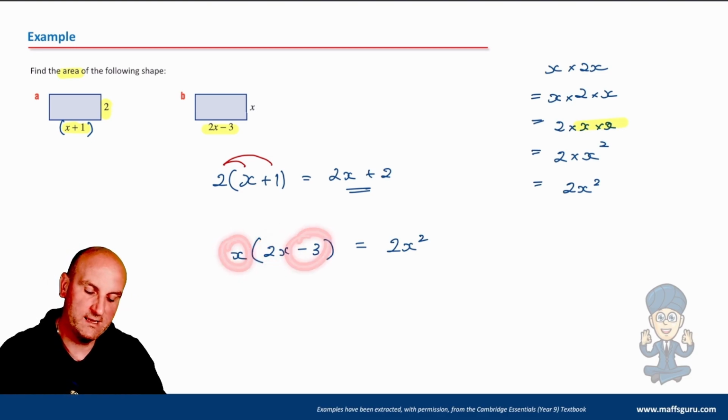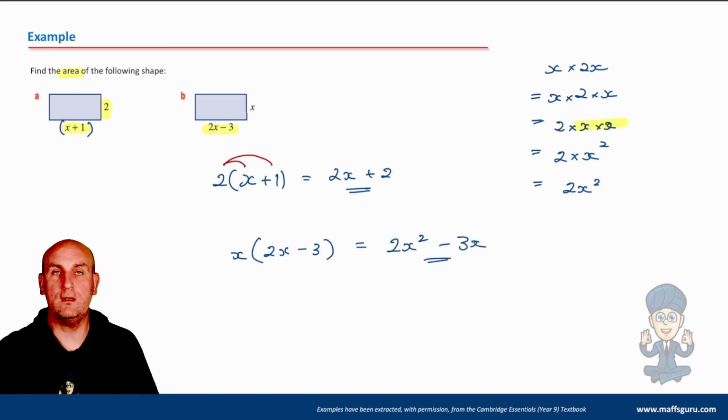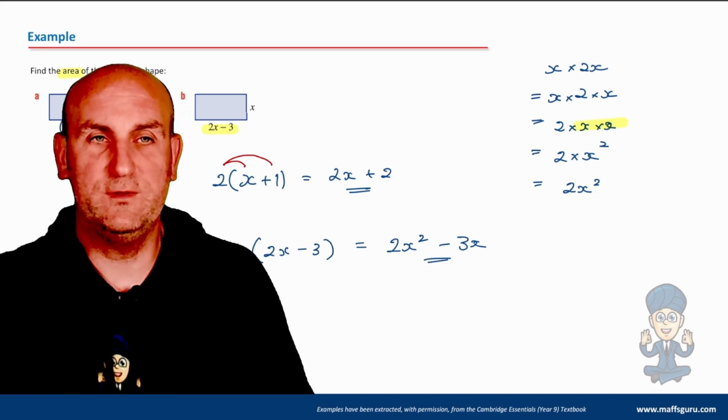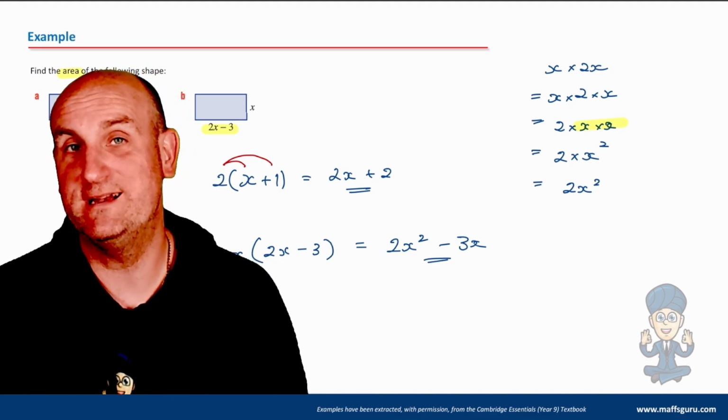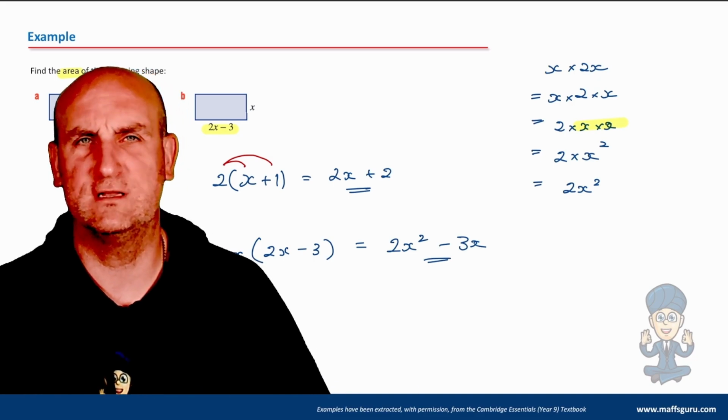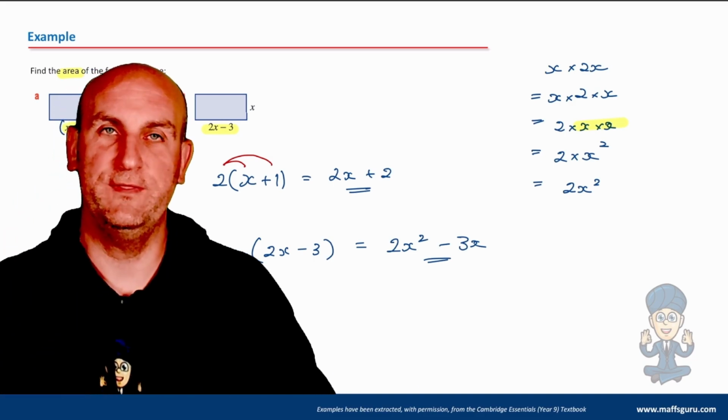X times minus 3 is just minus 3x. Now again, I could do lots and lots of these examples, but to be honest with you, I can't. You have to just practice and do them and have a go. But as you can see, because I've grown larger, that is pretty much the end of this lesson.